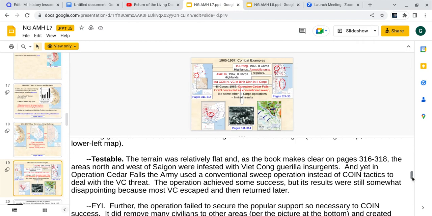So in Operation Cedar Falls, you're not doing guerrilla type warfare against the Viet Cong. Instead, you're doing conventional sweeps to secure borders.